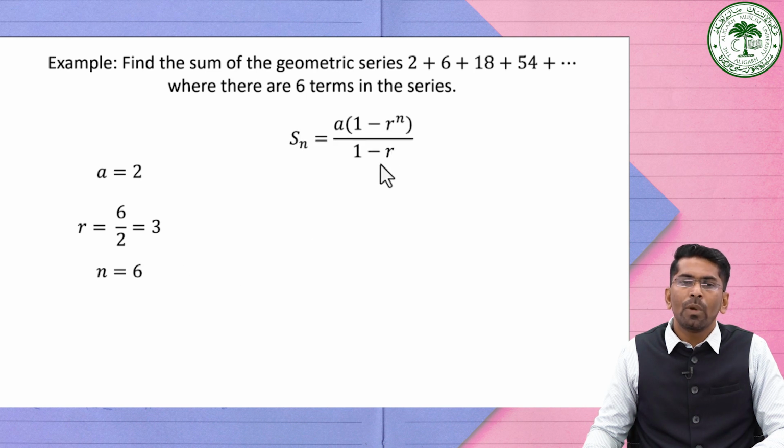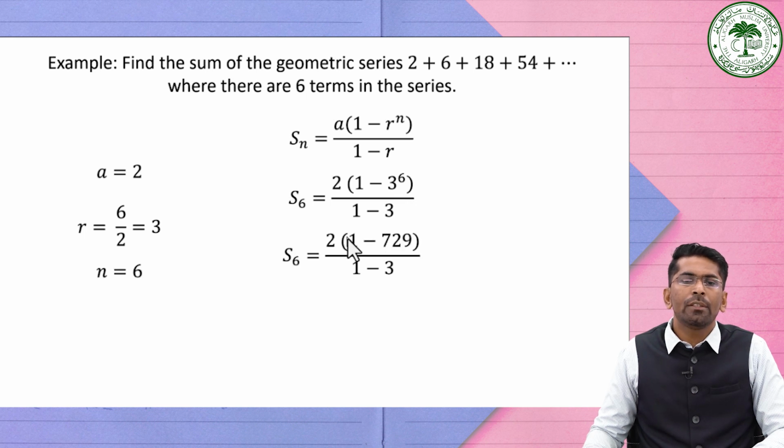Now we can use the formula of the sum, that is a into 1 minus r raised to the power n, divided by 1 minus r. We can substitute all these values here, then it will become 2 into 1 minus 3 raised to the power 6, divided by 1 minus 3.